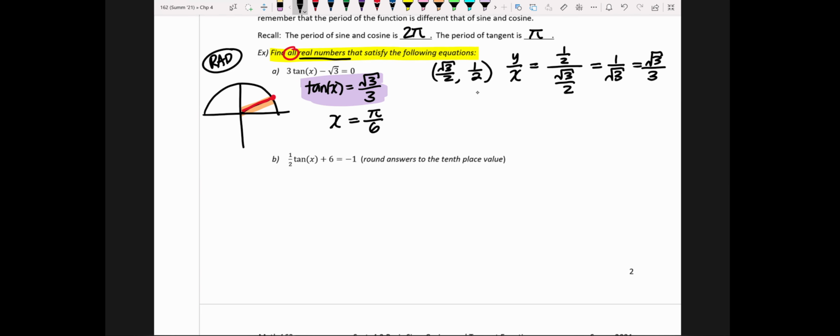And from there, we're going to add period times k. So add pi k to generate all solutions. The solutions will repeat every period. So after you get solutions in the first cycle of the function, you have to add period times k to generate all solutions.